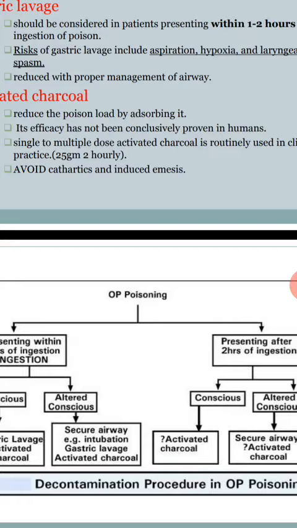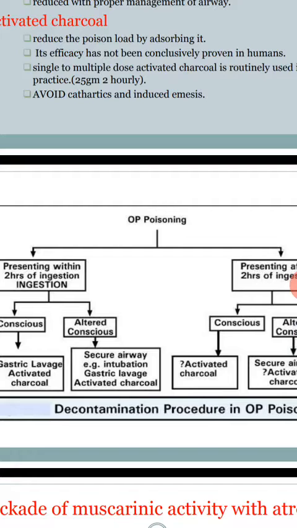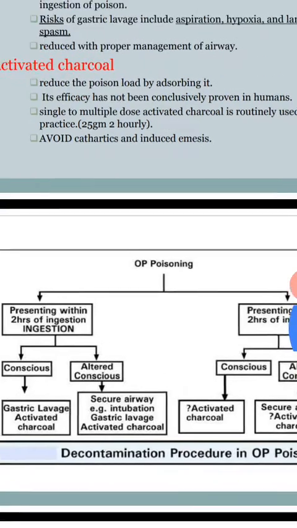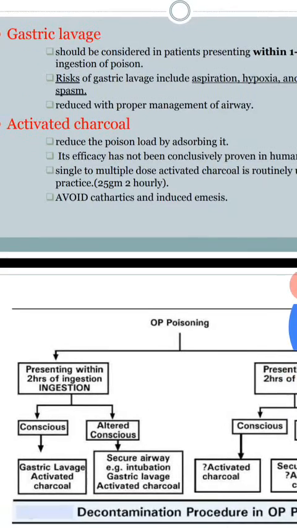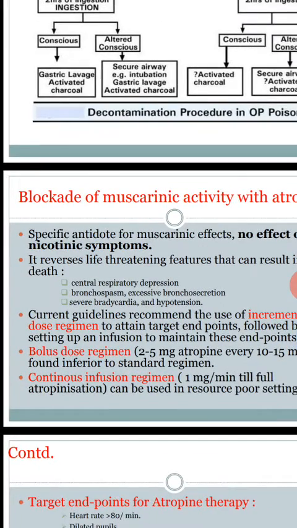Induction of emesis is contraindicated in organophosphorus poisoning, because emesis causes expulsion of the organophosphorus content from the stomach. Again it leads to aspiration pneumonia and further excessive toxification. So you have to avoid the induction of emesis and administration of cathartics. You can use activated charcoal, gastric lavage and activated charcoal. So next is antidote.